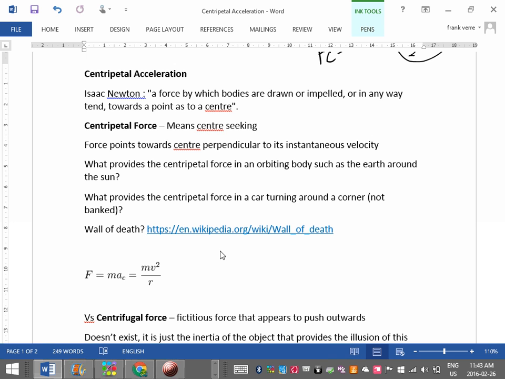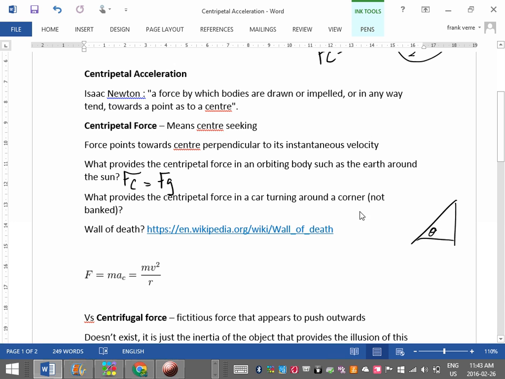So just some questions. In the video we talked about this. What's the centripetal force that acts on the Earth as it orbits the sun? Yeah, so in this case, the centripetal force is gravity. What about a car turning around a corner? It's not banked. We will deal with banked curves, but a banked curve is a curve that's on an angle. So this is not banked, so it's not on an angle.